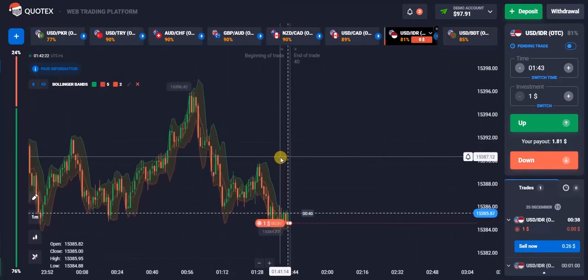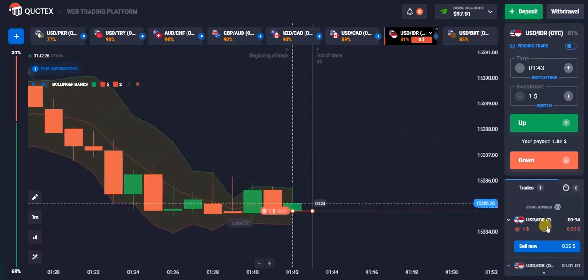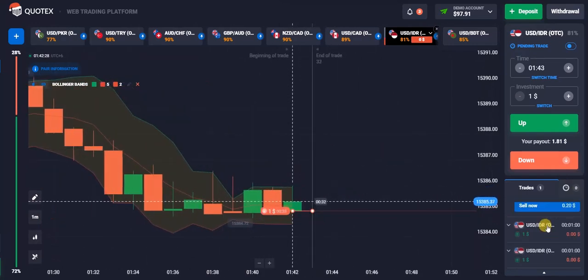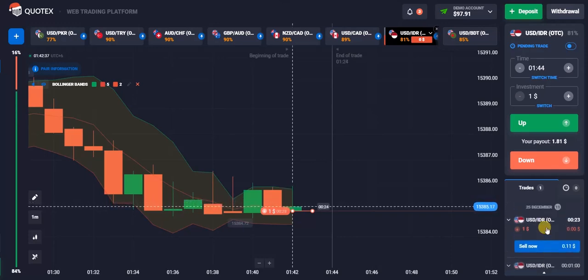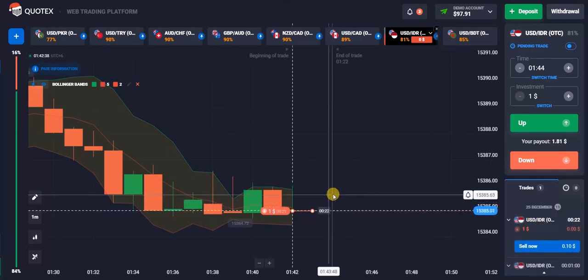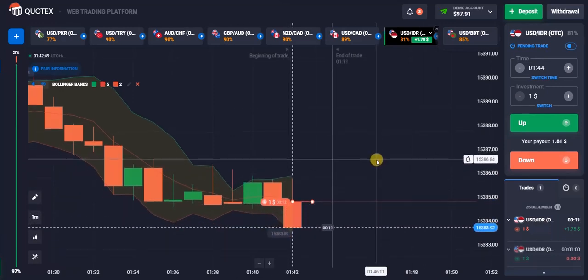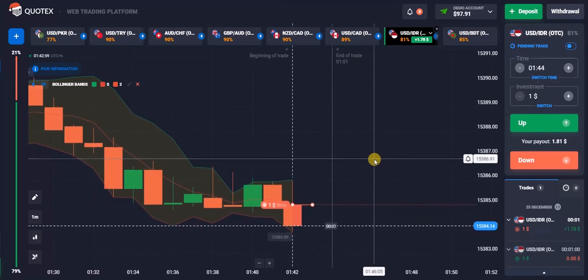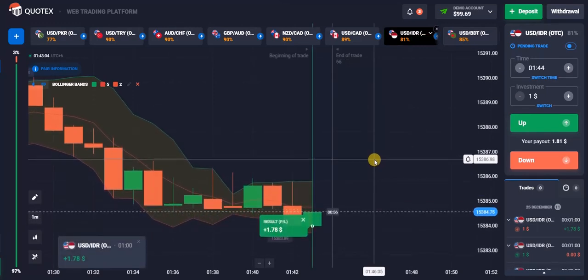So as you can see, we have won a lot of trades and lost a few as well. We have won trades on USD IDR, and we have also lost trades on USD IDR, and it was always a down. So we have won our last trade as well.